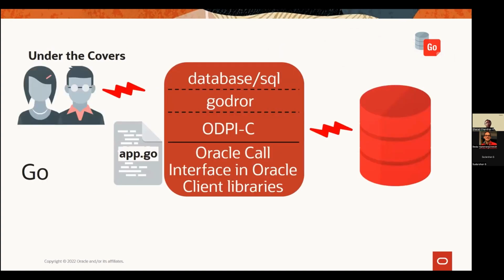So what does the stack look like under the cover? You have a Go application. When the Go application calls any functions of the Go driver, Godror, it passes through various layers. Godror uses CGO, which is a built-in library within Go that can interface with the C API to connect to various C libraries. So Godror uses CGO to talk to the ODPI-C library, and ODPI-C in turn talks to Oracle Call Interface, which contains the APIs to connect to the Oracle database.